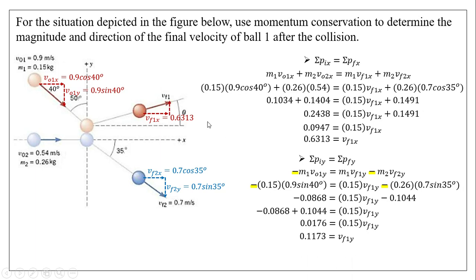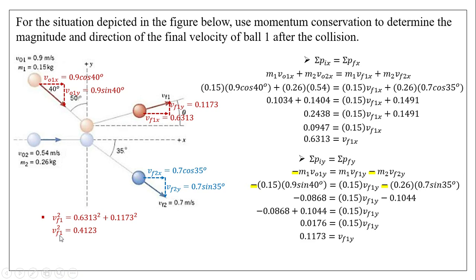Well, now we just found these two legs right here, right? We already found VF1X, which is 0.6313, and now we just found VF1Y, the vertical component of the velocity, so that'll be 0.1173. Now that we know the two legs of this right triangle, we can just apply the Pythagorean theorem. So we can say that VF1 squared equals x squared plus y squared. Okay, and that right side simplifies down to 0.4123.